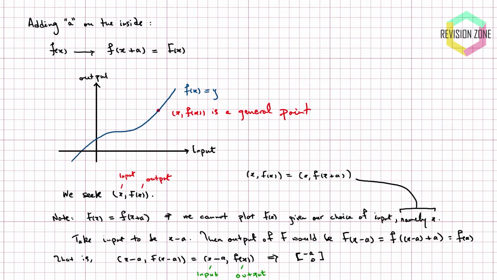Why not? Imagine if we try to do that. So we've got x and uppercase f of x. Well, that's the same thing as x and lowercase f of x plus a. The point is there's no easy way to plot that coordinate. Why is there no easy way to plot that coordinate?